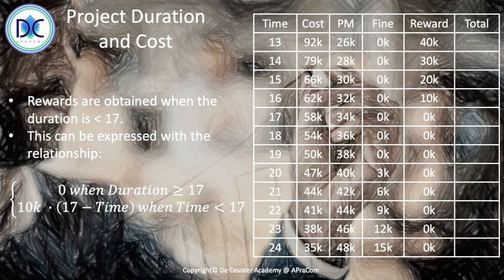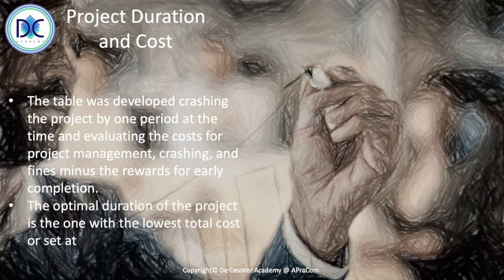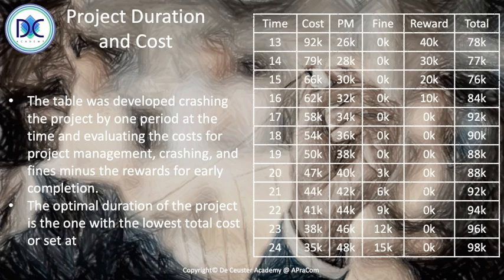We can bring all of this together in one table. We developed a table by crashing the project one period at a time and evaluating the cost for project management, crashing, fines, and minus the rewards for early completion. And the optimal duration of the project is the duration with the lowest total cost.